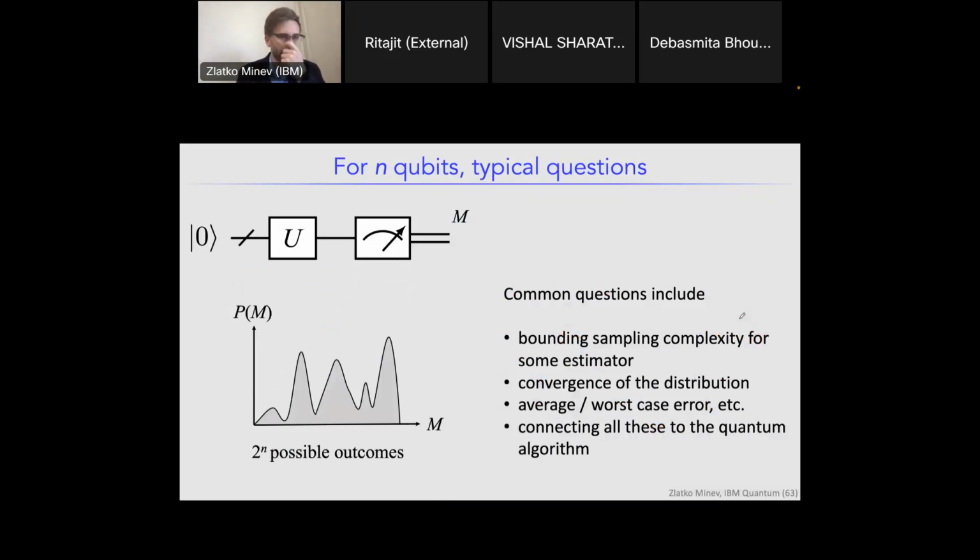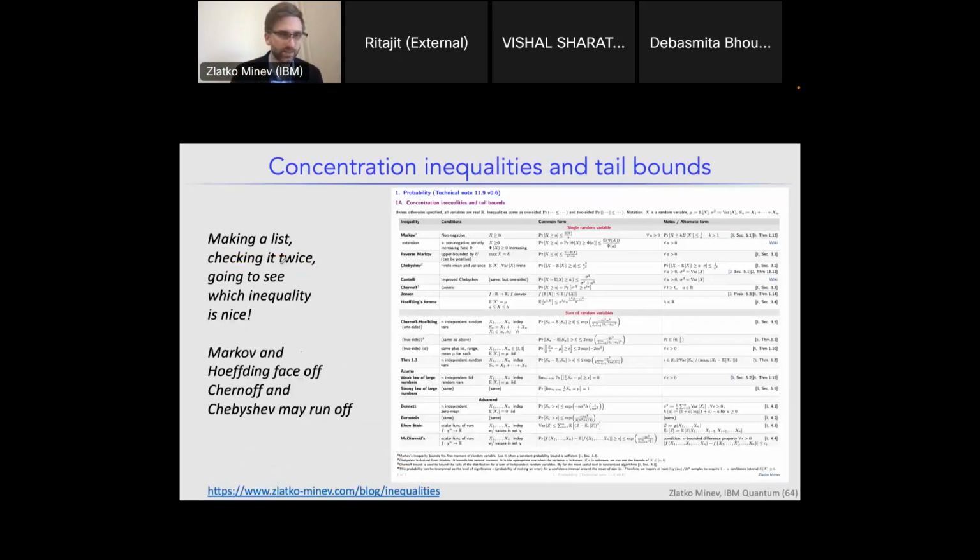So some common questions one can more generally have to do with the fact that the number of possible outcomes you have for n qubits grows exponentially fast and is really complicated. For n qubits, there are 2 to the n possible outcomes. That's a lot. And the probability distribution over these 2 to the n outcomes can be very complicated. It can, of course, also be very simple. But for a general quantum algorithm, there are many studies that try to understand what the outcome distribution looks like, how you can bound the sampling complexity for certain estimators given a certain unitary or algorithm, how fast the convergence of the distribution happens, what the worst case or average case errors for estimates are, and how you connect the classical outcome distribution to the quantum piece. These are some of the contexts which you see in the field.